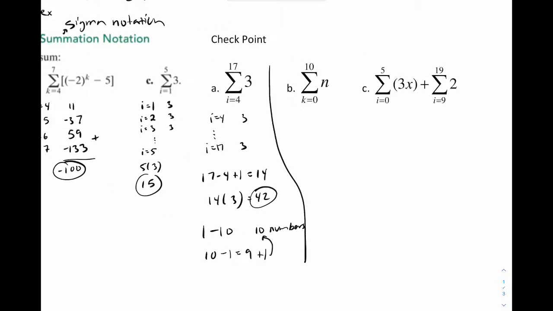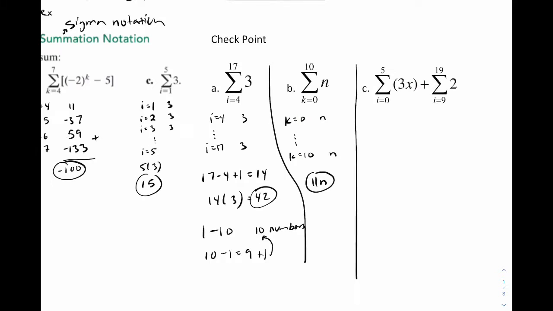Okay, let's do B. k equals 0, and then you get n, dot, dot, dot, k equals 10, and you get n. So this is kind of like the last problem. It's a question of how many n's are there, and in this case, there would be 11, because there are 11 numbers from 0 to 10.